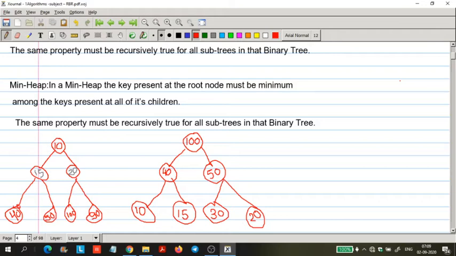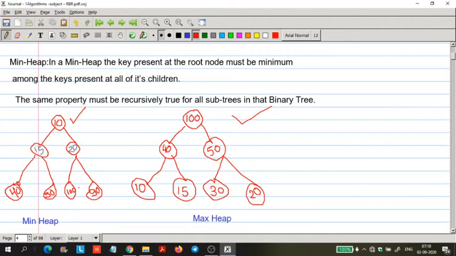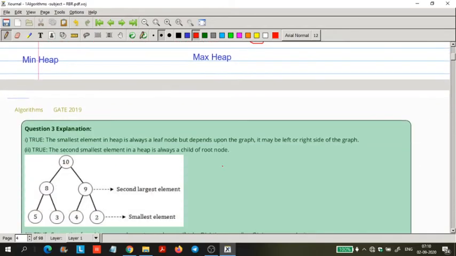Min heap and max heap, there are two types. So this is the min heap, and this is the max heap. In a min heap, the key present at the root node must be the minimum among the keys present in all of its children. So the root node is minimum, so it's a min heap. And in a max heap, the root is the maximum, the greatest element among its children. So that is the min heap and max heap concepts.